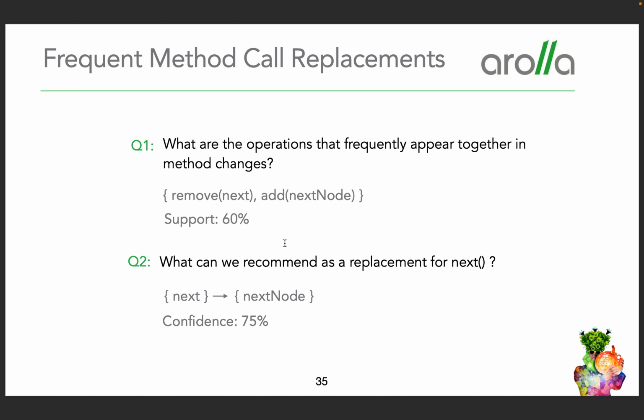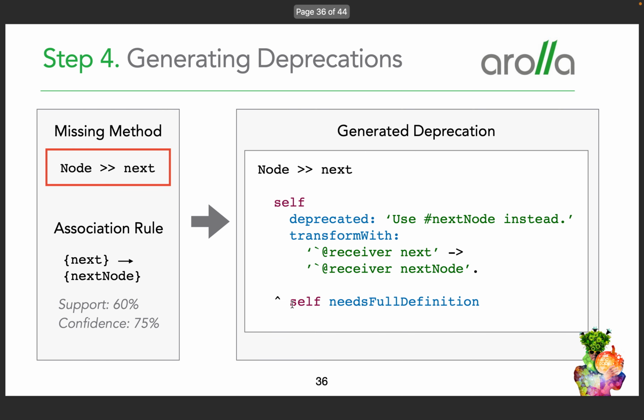Now, similarly, we can apply this technique to method calls. As I mentioned before, we can represent a method change as a set of added or removed method calls. So we can ask a question: what are the method call additions or removals that commonly appear together? And the second question, which is the one that we actually want to know, is what are the method calls that are added when a given method call is removed. For example, if next is removed, what is the method call that is commonly added?